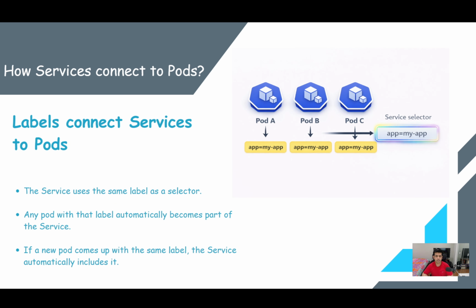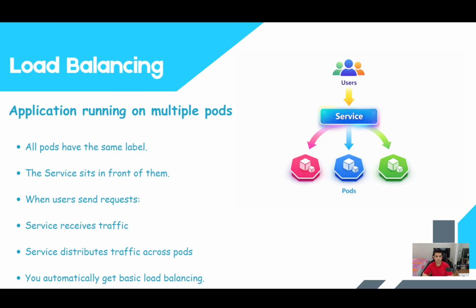Now, one important thing to consider here is that in a production environment, your application always runs on multiple pods. All pods have the same label. The service sits in front of them. The user sends the traffic, the service receives the traffic, and the service distributes traffic across pods. And you automatically get basic load balancing. Right now, don't worry about who creates those multiple pods. We will cover that in the next video. For now, just understand that services can route traffic to many pods.